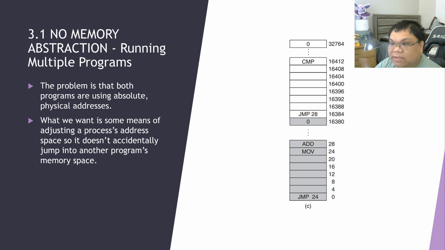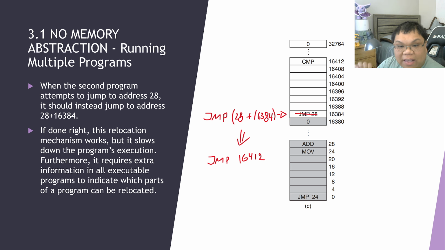So here's the problem with this setup. The two programs are using absolute physical addresses. So all we've got to do is find some means of making sure that when one program tries to jump to some address, it doesn't accidentally jump into another program's address space. We've got to add some value to that so it jumps to the correct address. So as I said, we want some means of not jumping to address 28. We want to jump to address 16412.